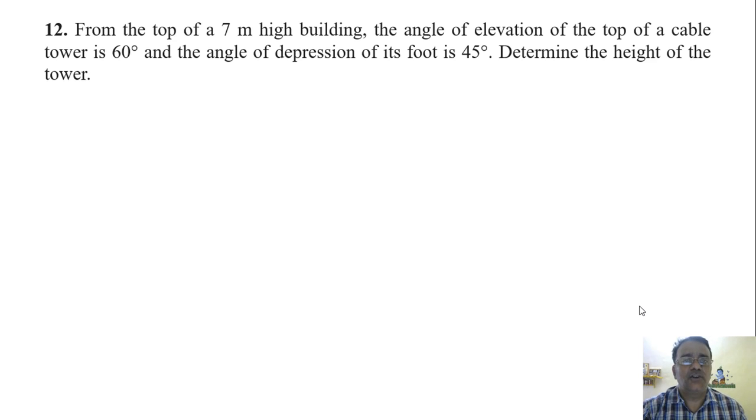From the top of a 7-meter high building, the angle of elevation of the top of a cable tower is 60 degree and the angle of depression of its foot is 45 degree. So determine the height of the tower.